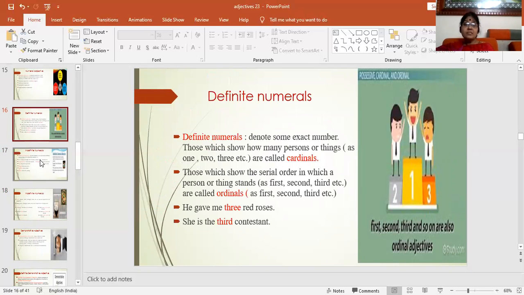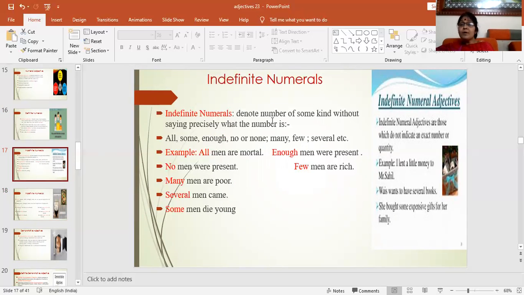Definite numeral we finished. Indefinite numeral denotes number of some kind without saying precisely what the number is, right? What is an indefinite numeral? It denotes number of some kind without saying precisely what the number is. For example, all, some, enough, no or none. Example, all men are mortal. No men were present. Many men are poor. Several men came. Some men die young. Enough men were present. Few men are rich. So indefinite, not exact number.